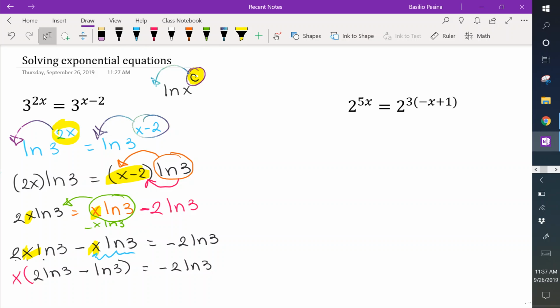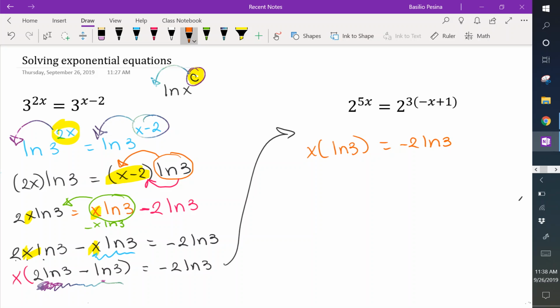Let me give myself a little more space here. Okay, so I'm going to continue over here, and notice that I do have like terms right here. So I have 2 ln, so 2 apples, minus 1 ln, so minus 1 apple. So I can combine that, so it's going to be x times 2 apples minus 1 apple, that is just 1 ln of 3, equals negative 2 ln of 3.